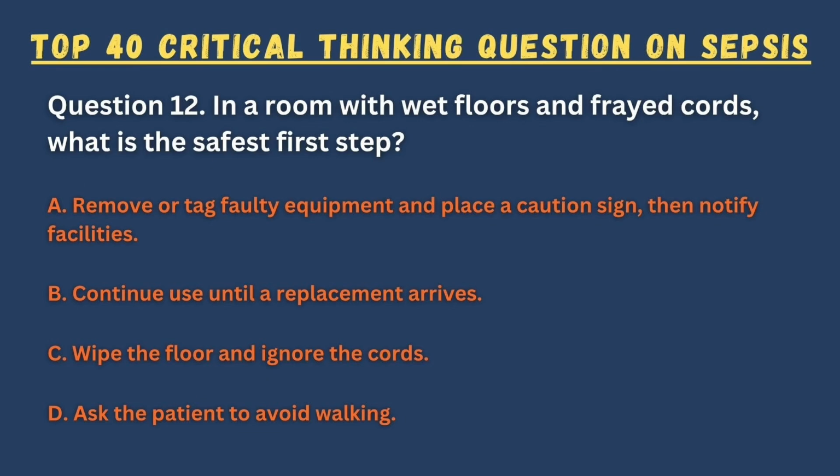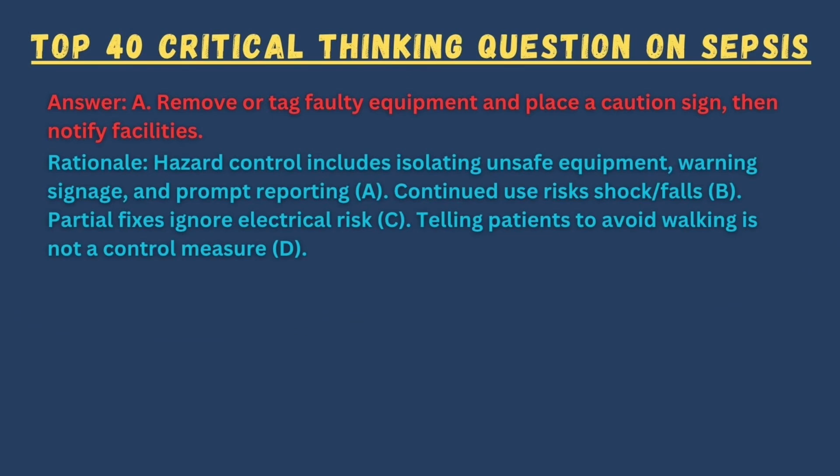A. Remove or tag faulty equipment and place a caution sign, then notify facilities. B. Continue use until a replacement arrives. C. Wipe the floor and ignore the cords. D. Ask the patient to avoid walking. Answer. A. Remove or tag faulty equipment and place a caution sign, then notify facilities.